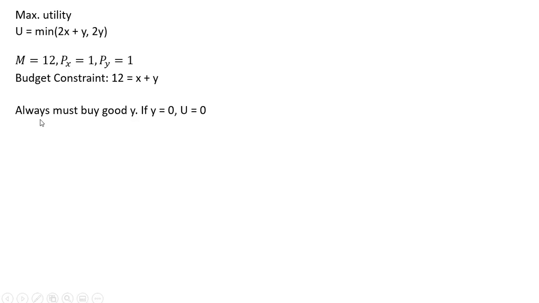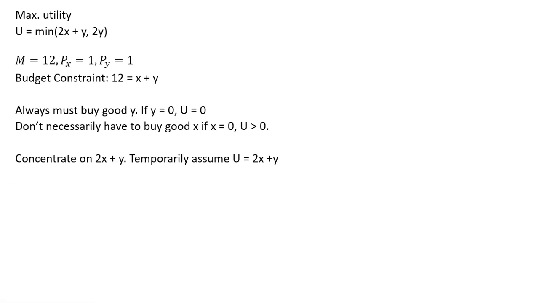One thing to note is that we always must buy good Y. If Y equals 0, utility will be 0. Okay, so if Y is 0 over here, the minimum of these two values will be 0 and utility will be 0. So we must always buy good Y given this utility function. We don't necessarily have to buy good X, however. If X equals 0, this consumer still can get a positive level of utility. Let's concentrate on this 2X plus Y.